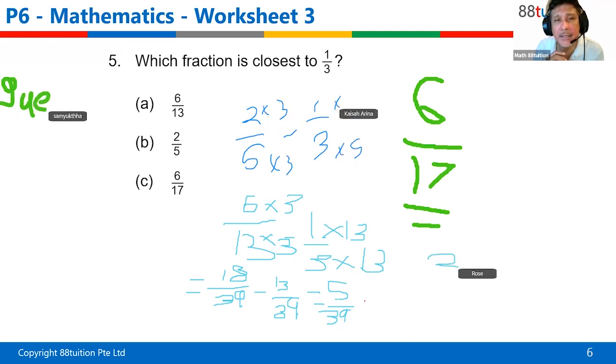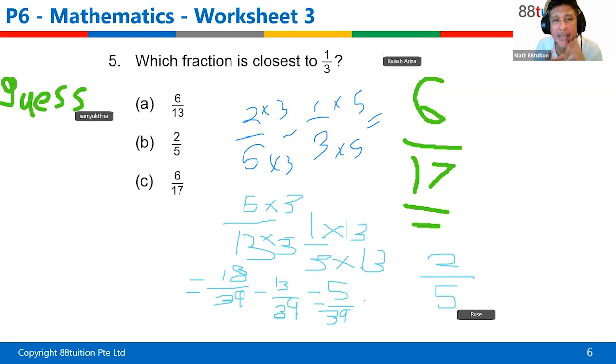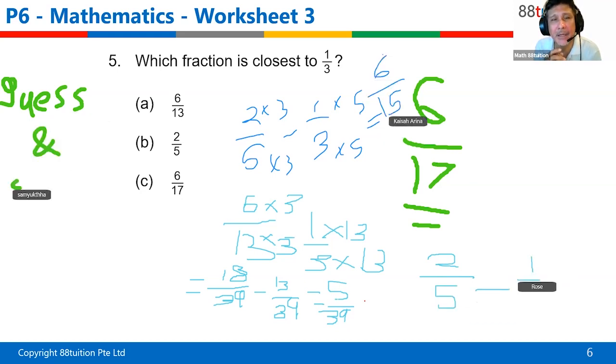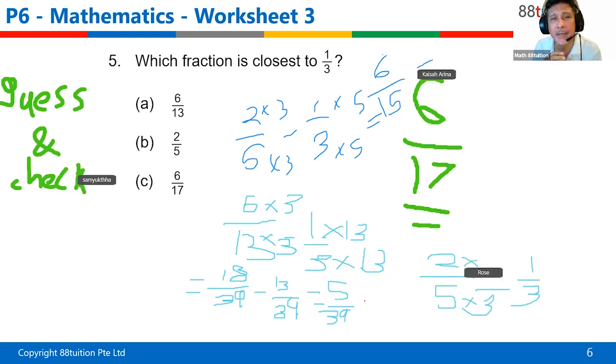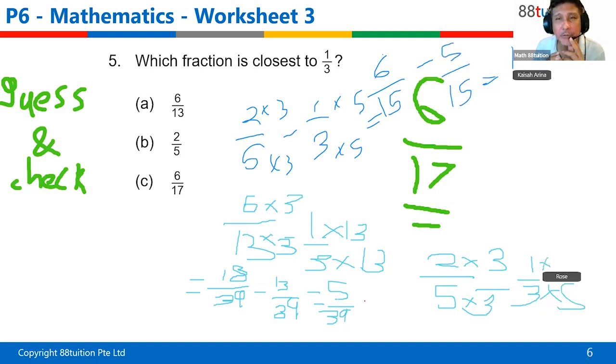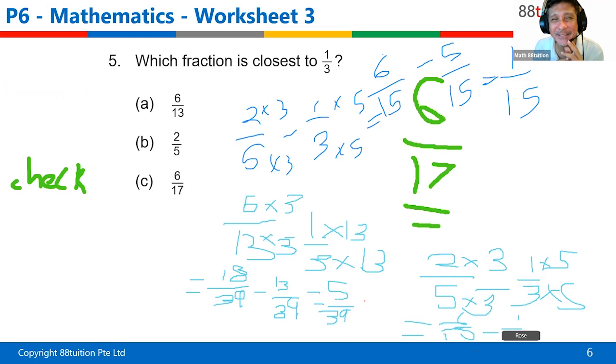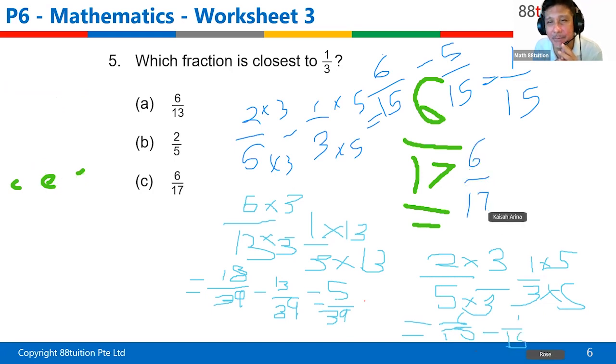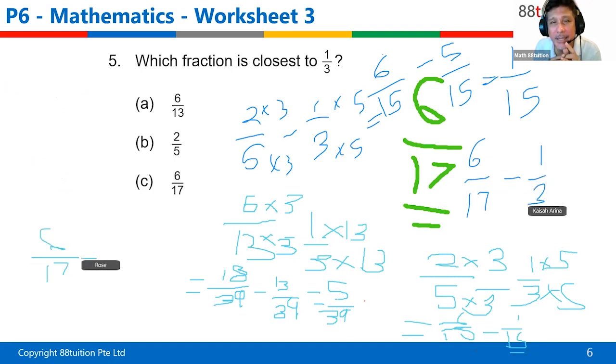Okay, Kaiser is also working on the gap. You can see once they apply this method, they're working on the gap. So they are making the denominators the same, 15 this time. And she ends up with 6 out of 15 minus 5 out of 15. So the gap now is 1 out of 15. Milton says guess and check. All right. Rose is writing 2/5. That means it's B. She's doing the same as what Kaiser has done, so she gets 1 out of 15 as well.